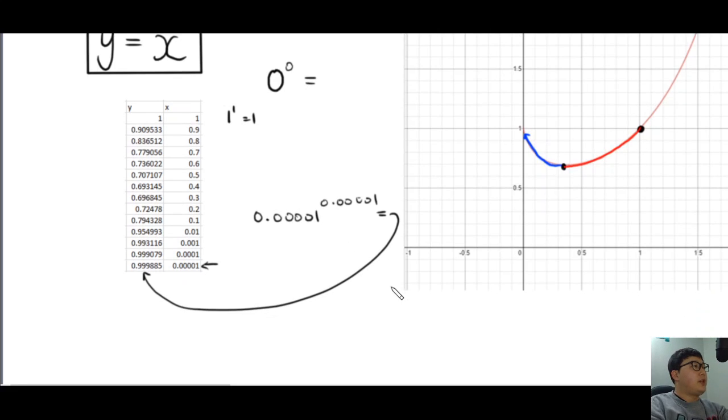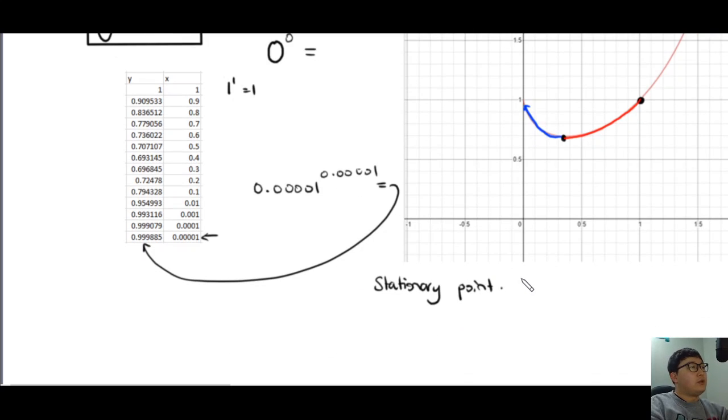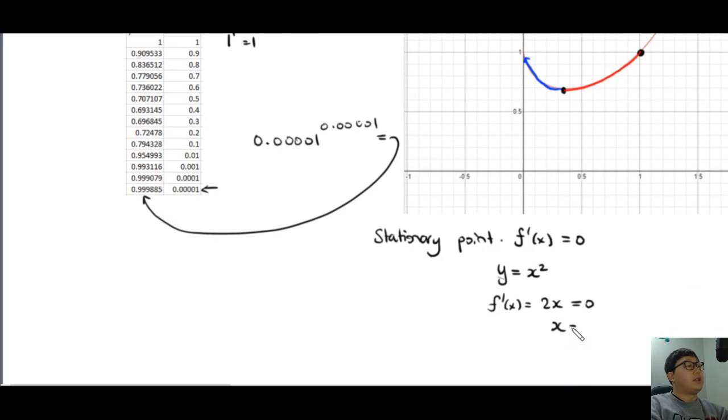From basic calculus, we know such a thing called a stationary point. To find a stationary point, what we need to do is take the derivative, let it equal 0, and then solve for that. For example, if you have y equals x squared, to find the stationary point, we take the derivative, which is f dash of x, that's 2x, let that equal 0, and solve for x, and x must be equal to 0. So that's the reason why the function y equals x squared has a stationary point right there.